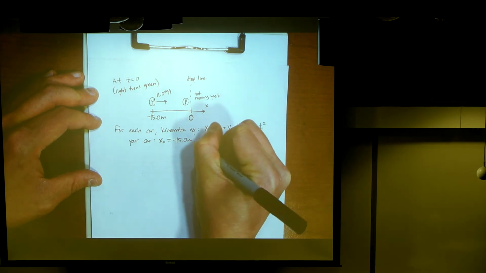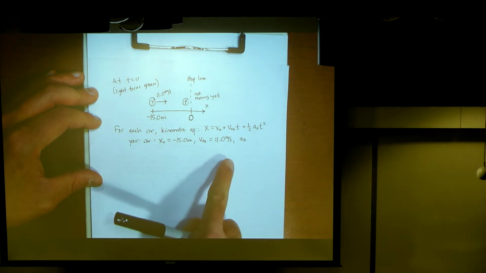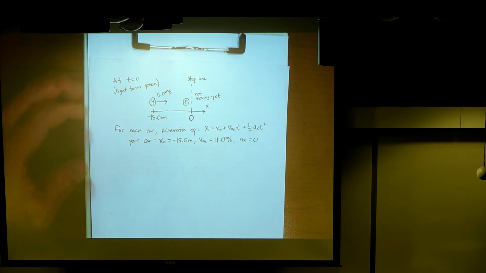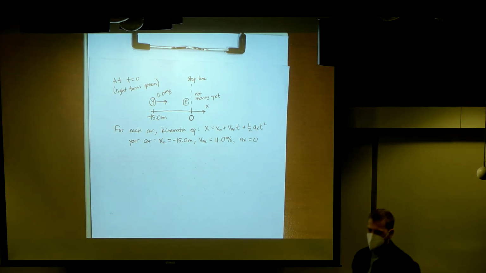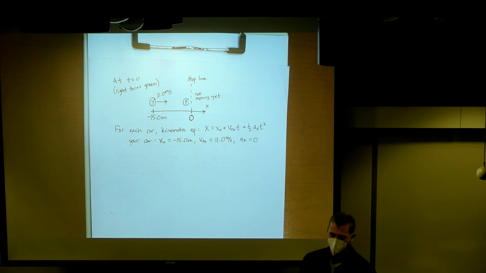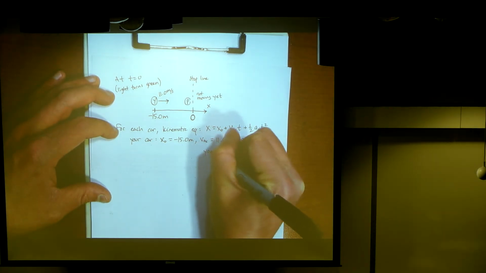What can we say about your acceleration? It's constant. It's 0. Okay, because you're moving at a velocity that's not changing, you just keep moving at 11 meters per second the whole time, you don't have any acceleration, okay? 0 acceleration. This is because you move at constant velocity.